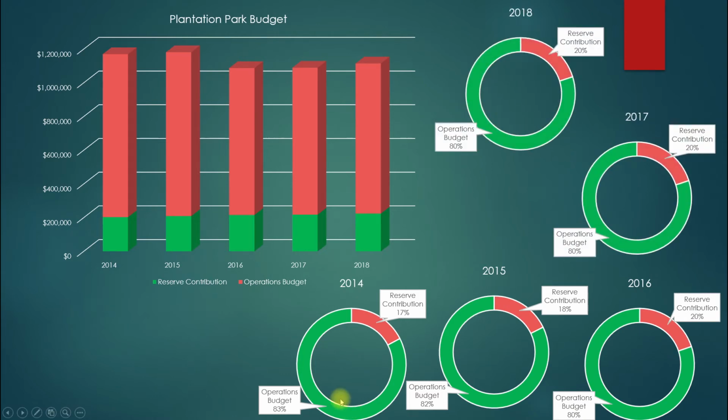Putting everything into perspective, when you look at the graphs that are popping up now, we started back in 2014 with a 17% reserve contribution. Looking through the years, that contribution appears to have gone up. It has not gone up. We've actually maintained the same or relatively similar contribution to our reserves account. What has gone down is our operations budget, or the money that we spend on a daily basis, to the point now where in 2018, the reserves contribution is 20%, and the operations budget is 80% contribution from the COA fees that you all pay on a regular basis.